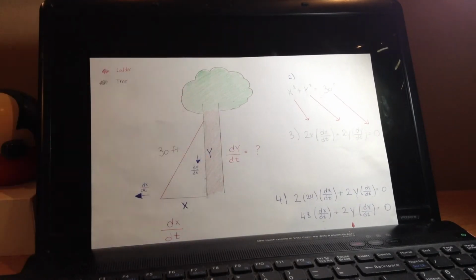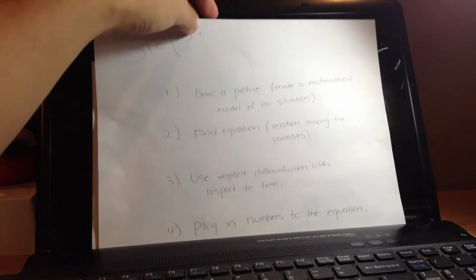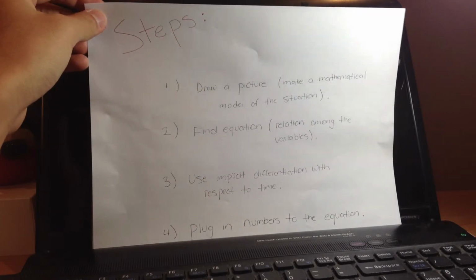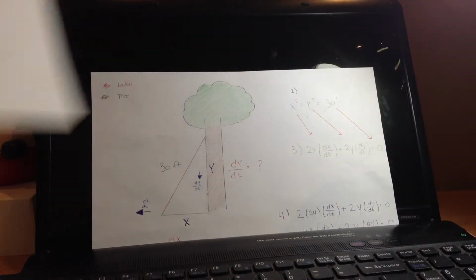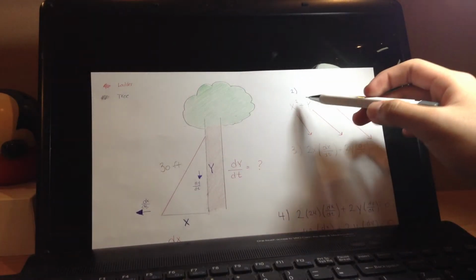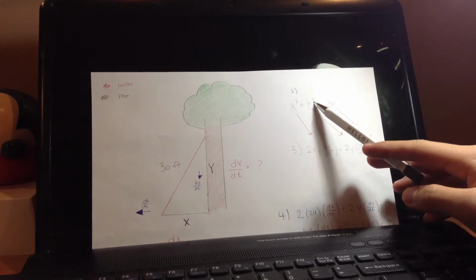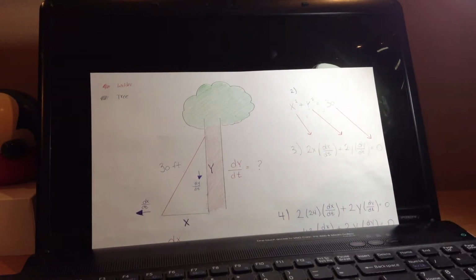After you make a picture, follow the second step, which is find an equation. Find an equation to find the relation among the variables. Here, in number 2, I used x squared plus y squared equals 30 squared, which is the Pythagorean theorem.